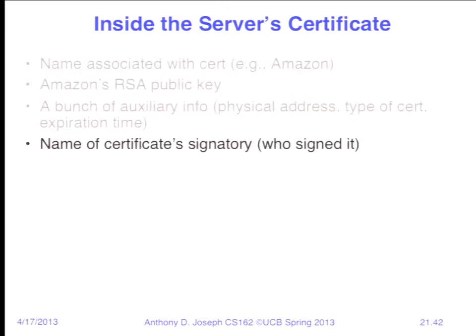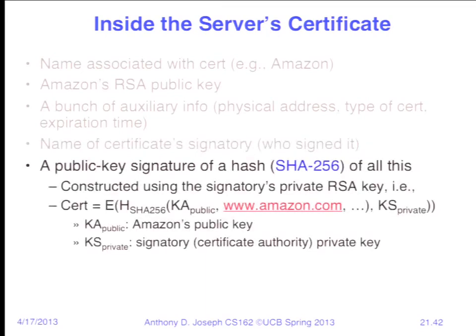It also includes who signed it, the certificate authority. And it contains a public key signature, which is basically a SHA-256 hash, using the signatory's private RSA key, of the following. So it's the public key of Amazon, the Amazon name, all these fields that are in the certificate, hashed and then signed with the private key. And a bunch of other information.